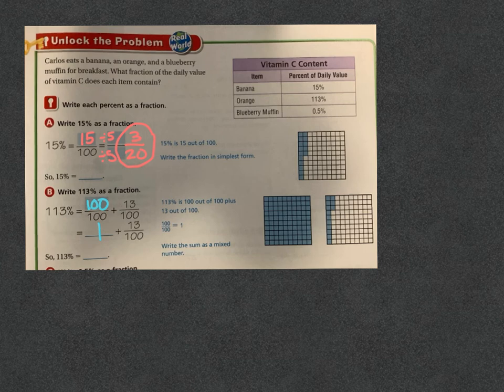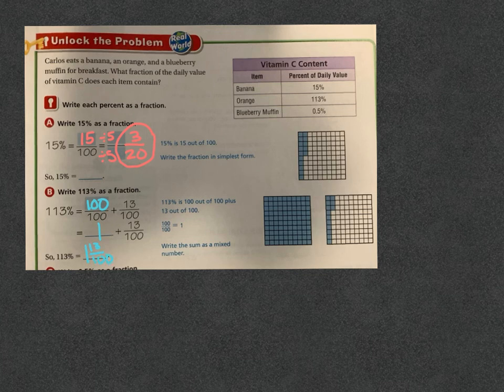And then our answer then, and then we would take a look at this 13/100ths to see if it's reducible. If I can simplify it, there's nothing that goes into both 13 but also 100. So I can't reduce it, so that's fine. Then I just go ahead and write my answer as 1 and 13/100ths. I just write it as a mixed number.